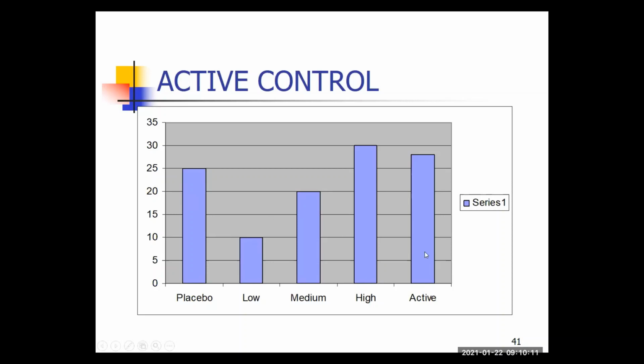The other possibility would be the active control response was too low. We know the active control has already been approved, already on the market and all that, so it should be better than placebo. But if we cannot differentiate active control from placebo, we don't know whether the study itself is valid or not. Of course, there's many other potential explanations, but this is a failed study because we cannot tell whether the drug works or not.